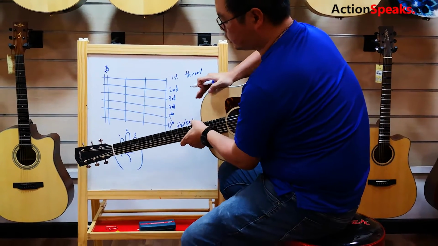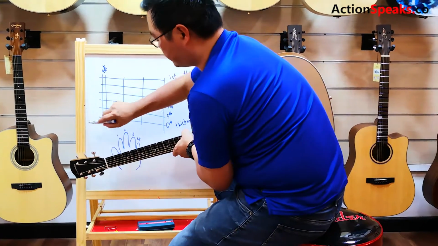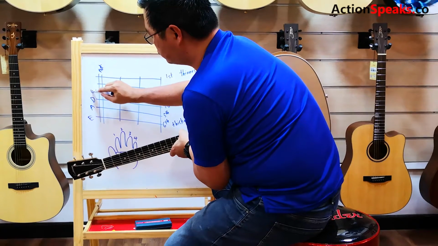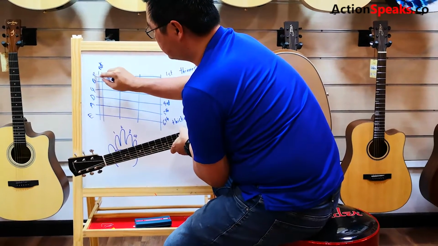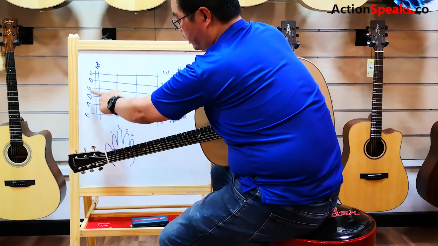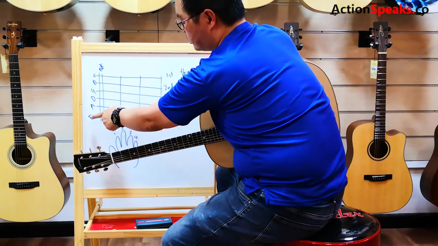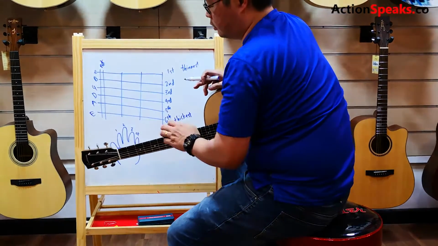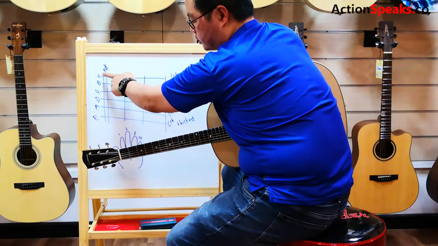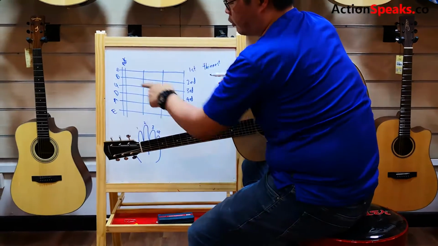And then each of the strings has a different note. So this one is E, A, D, G, B, and small e. You can see that the 6th string and the first string are the same note, which is E. But the thickest one is a big capital E, and the small one is a small e on the first string.